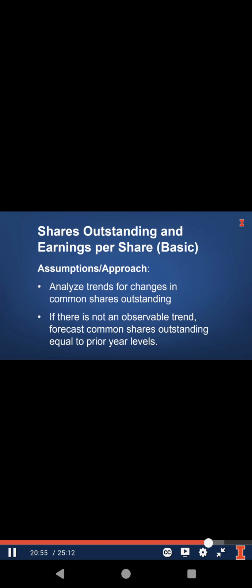And again, the approach that we're going to use here is that we're going to analyze trends. And if there's not an observable trend, we can just set the shares outstanding equal to prior year levels. Again, this allows us to really focus our forecast on operating results, not financing decisions, not capital allocation decisions such as share buybacks and things like that, right?